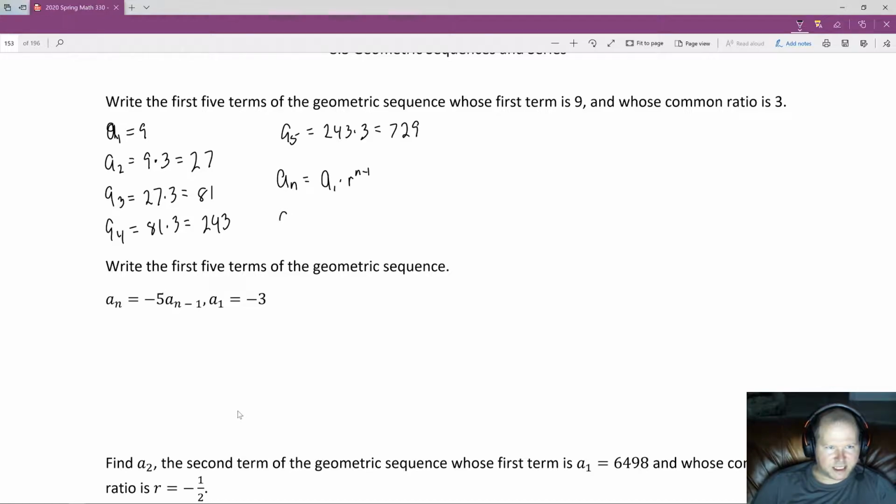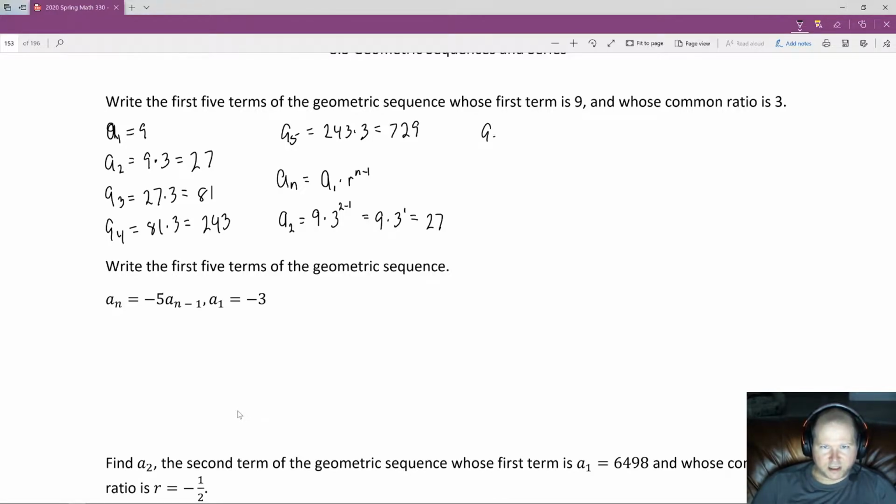So for instance, let's say we wanted to find the second one. Well, we would have plugged in the first one, in this case 9, times 3, which is the common ratio, to n minus 1. So it's 2 minus 1. And that would have given us 9 times 3 to the first power, which is simply 27, right? Because 3 to the first power is 3. 3 times 9 is 27.